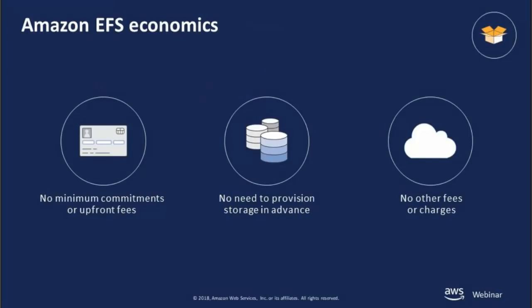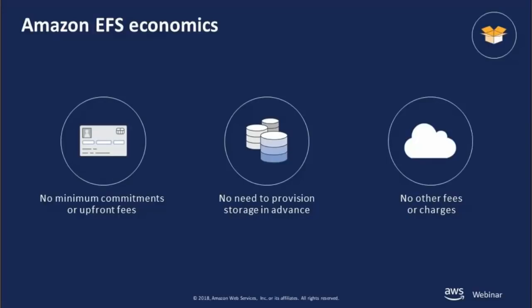So let's talk about economics. As I mentioned earlier, the economics of EFS is simple as well. There are no minimum commitments or upfront fees associated with it. And since it's a fully managed service, there's no hardware to manage, so there's no need to provision storage in advance. And as I mentioned, it automatically grows and shrinks as you add and remove data. So again, there are no additional fees, no additional charges, just the standard billing dimensions. There's no request charges as well. So it's really a simple price per gigabyte per month for those in bursting throughput mode.